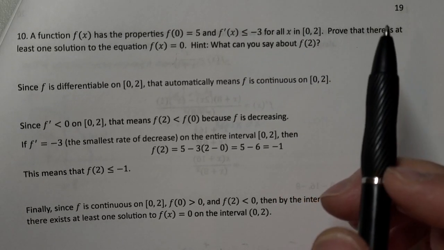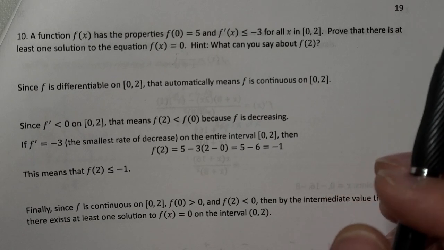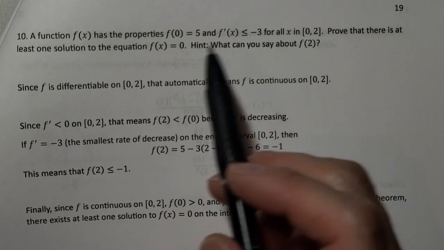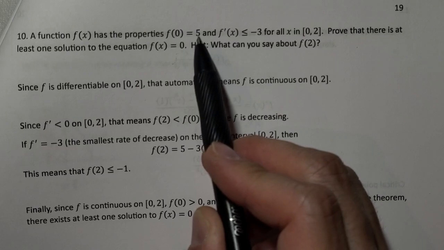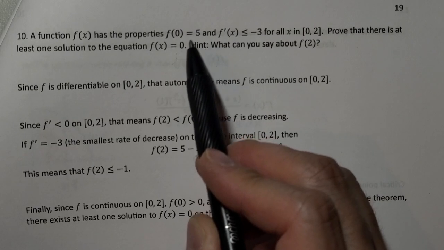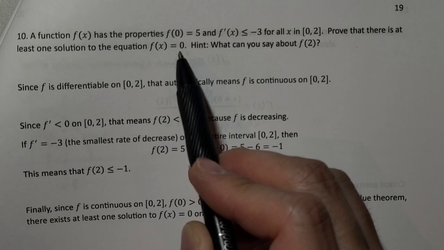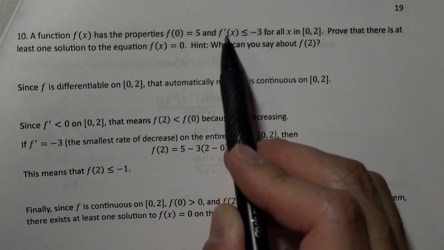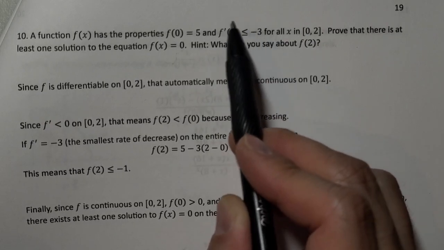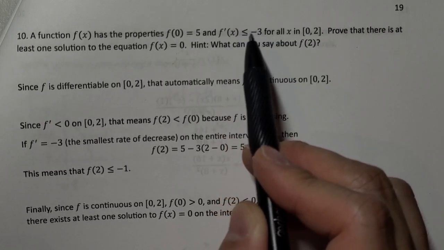So we have to find a point that's positive and a point that's negative. We already have a positive point: f of 0 equals 5. We need a negative point now to show that it crosses the x-axis, or crosses y equals 0. How can we get a negative point? Well, this is the key. f prime is less than or equal to negative 3.